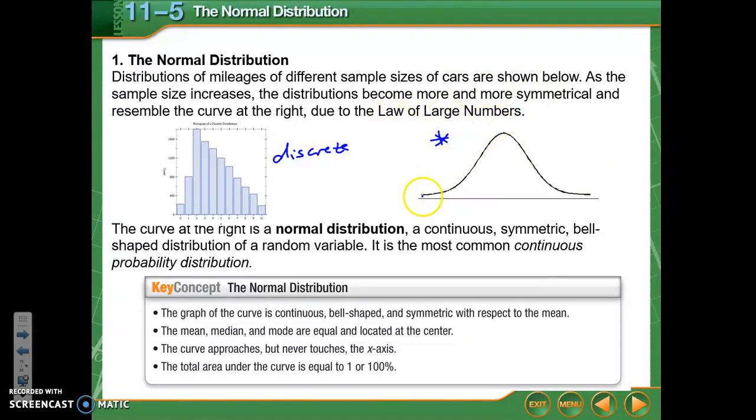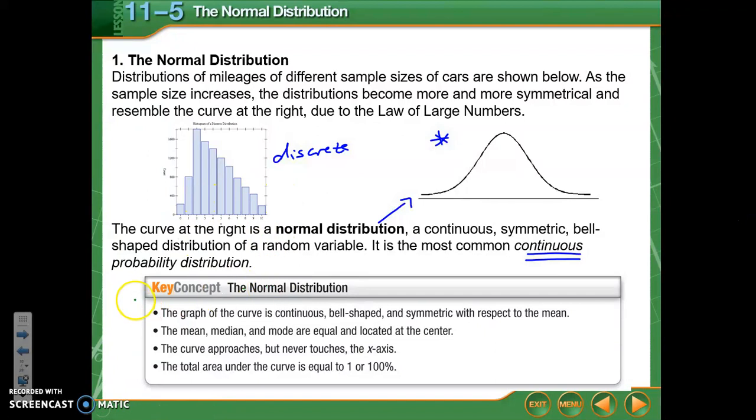So if I have a really big sample size, my distribution will tend to be normal or look like this curve. This curve at the right is called the normal distribution. It's continuous, it's symmetric. Sometimes it's called the bell curve, and it's a bell-shaped distribution of a random variable. And it's the most common continuous probability distribution, which is why we're going to be talking about it.